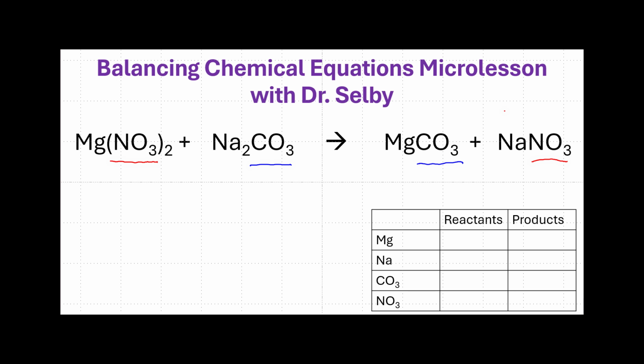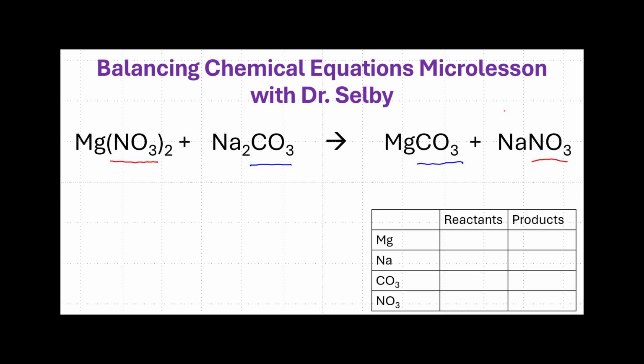And when you're balancing problems like this, and this is a precipitation reaction, I always recommend to my students to keep those polyatomics grouped and balance them as a group if they appear in the reactants and how they appear in the products, and in this case they do. So where do I start?